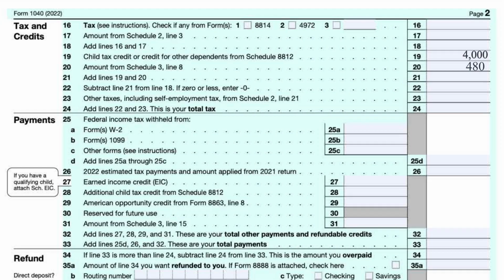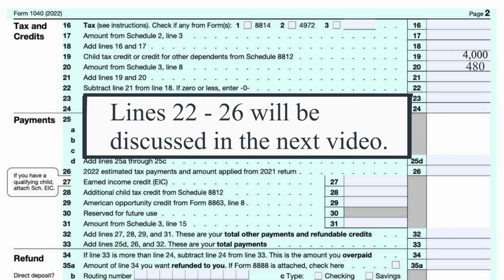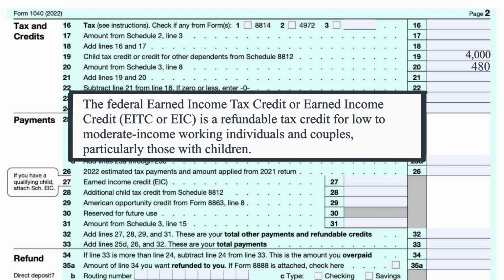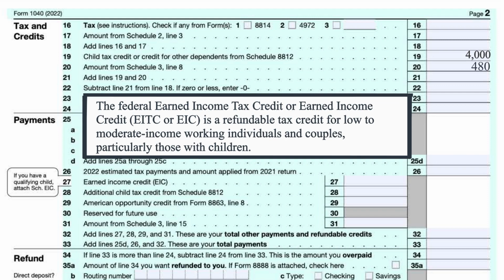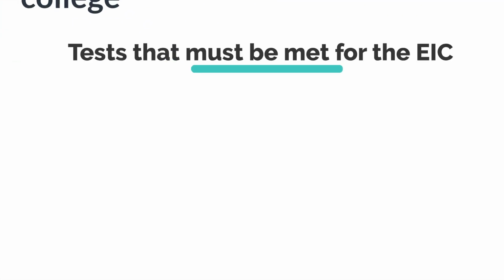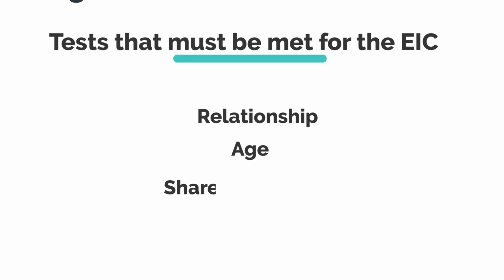Going back to Form 1040, after entering line 19, we're going to skip lines 22 to 26 and go to line 27, which is for the Earned Income Credit. The Federal Earned Income Tax Credit, or EIC, is a refundable tax credit for low to moderate income working individuals and couples, particularly those with children. For a person or couple to claim one or more persons as their qualifying child or children, the relationship, age, and shared residency requirements must be met, as well as the joint return test.